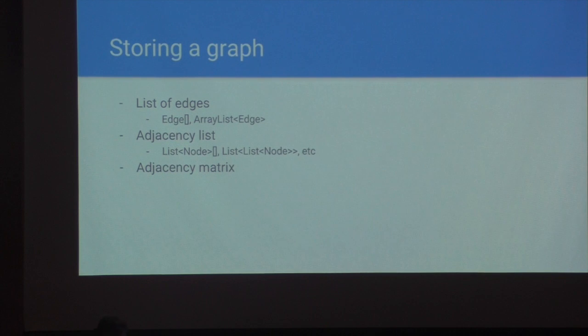But I listed a couple of ways here that are the standard ways of representing a graph. One is to just take all the edges you have, maybe make a class called an edge that has, you know, left and right of the edge, and just have an array of them, or an array list, or some collection of edges.